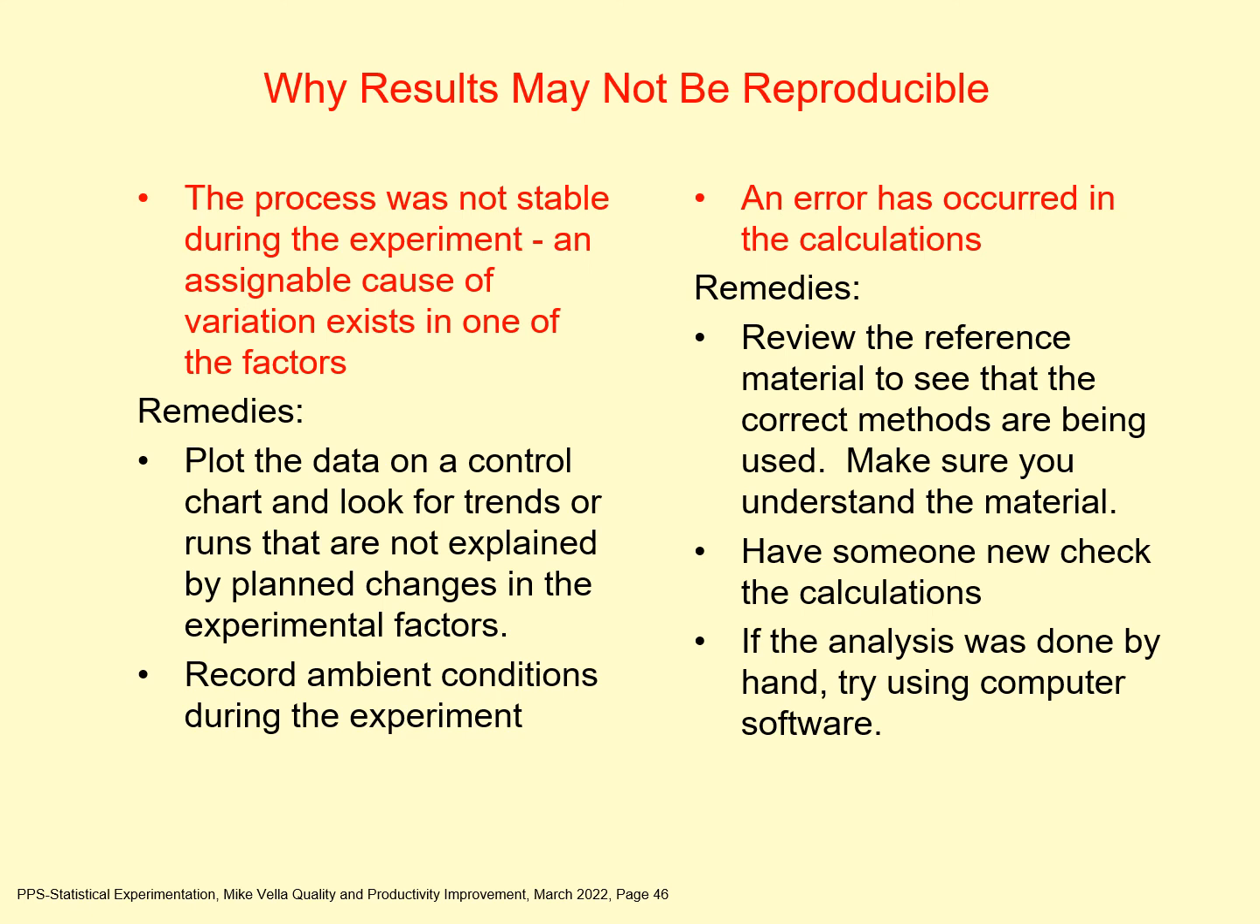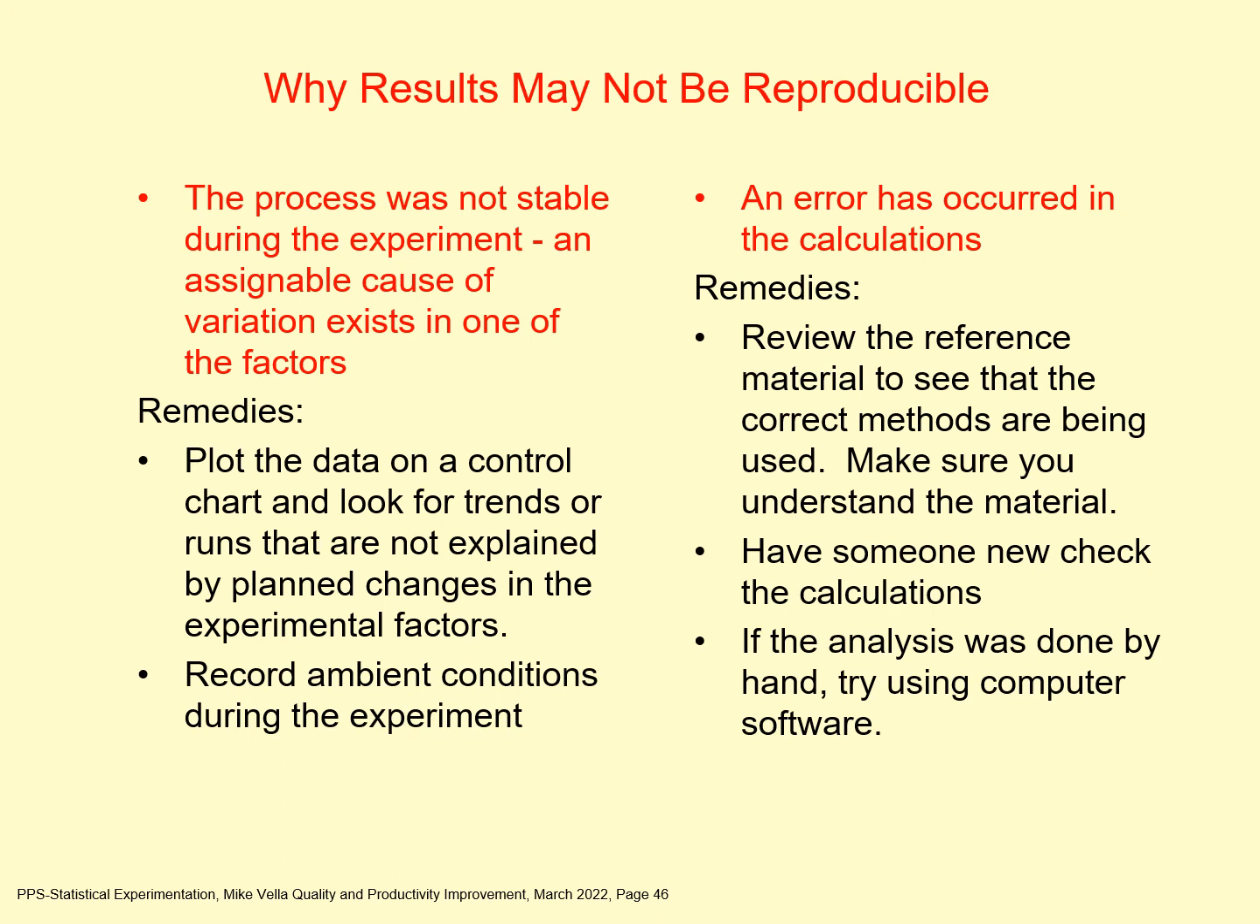If the process was not stable during the experiment, an assignable cause of variation exists in one of the factors. Clearly, as we mentioned earlier, before you start your experiment, the process needs to be stable. So a remedy for this is to plot the data on a control chart and look for trends or runs that are not explained by planned changes in the experimental factors. Record all the ambient conditions during the experiment. Record all the possible extraneous controls that might be out there so that you can get a hint on what's going on.